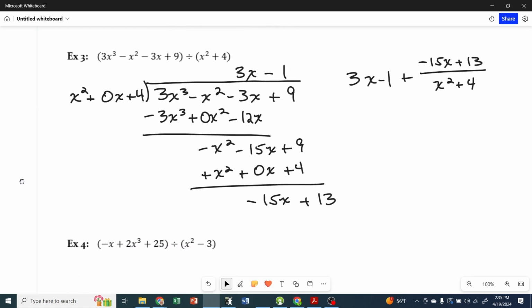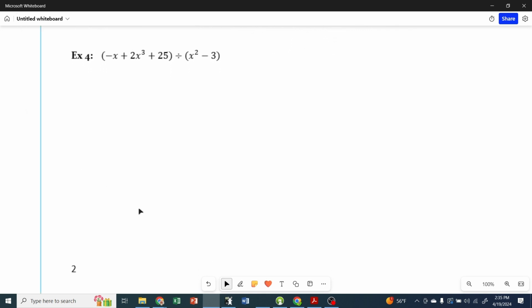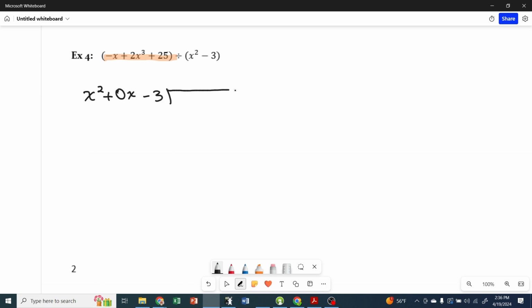Now our final problem here has placeholders on both, and in addition, this problem here, if you look here, is not written in descending order. So I'm going to start out here with x squared plus 0x minus 3. And I'm going to end up with 2x cubed plus 0x squared minus x plus 25.